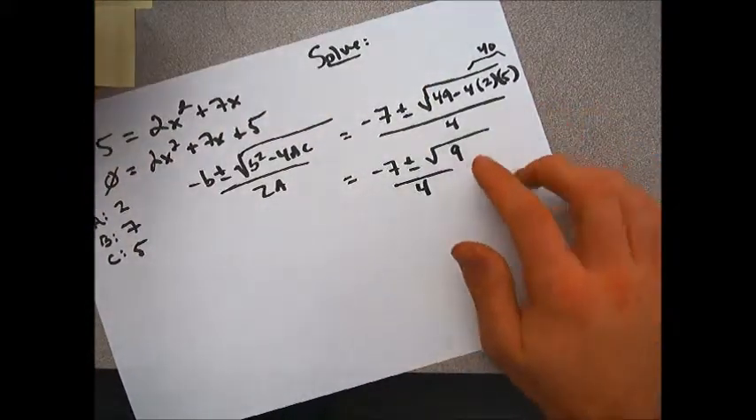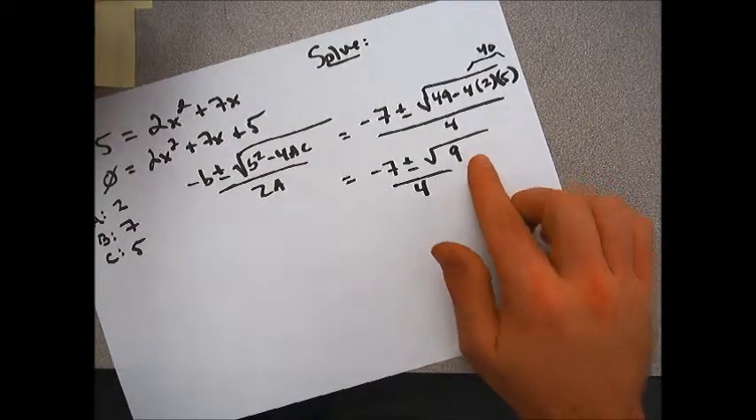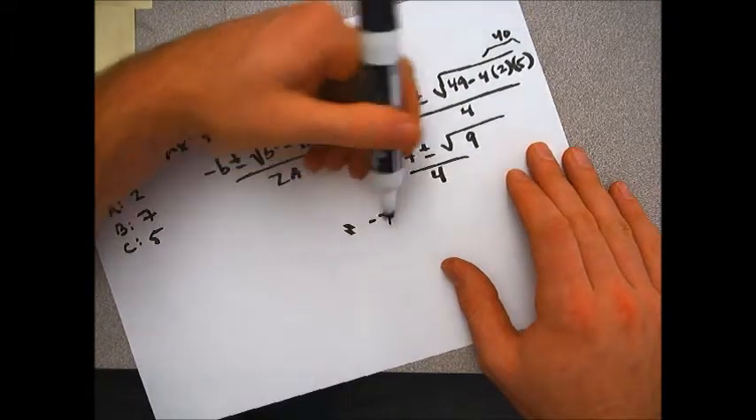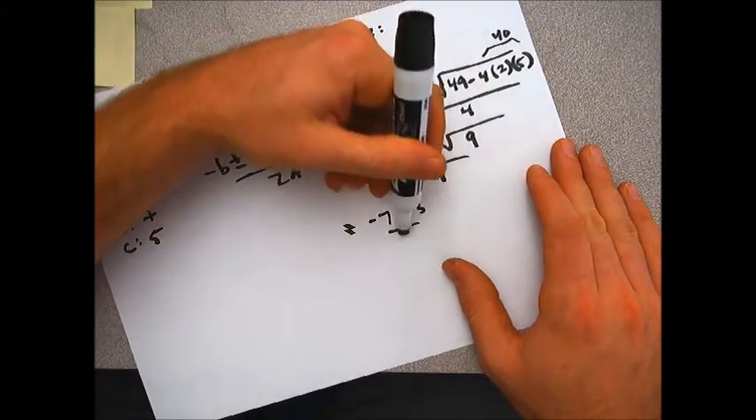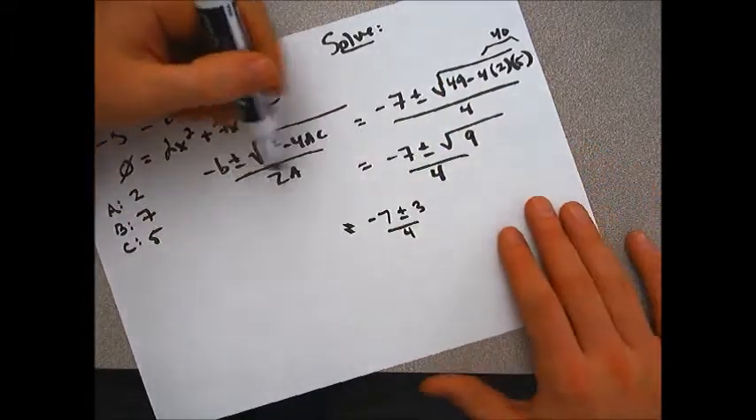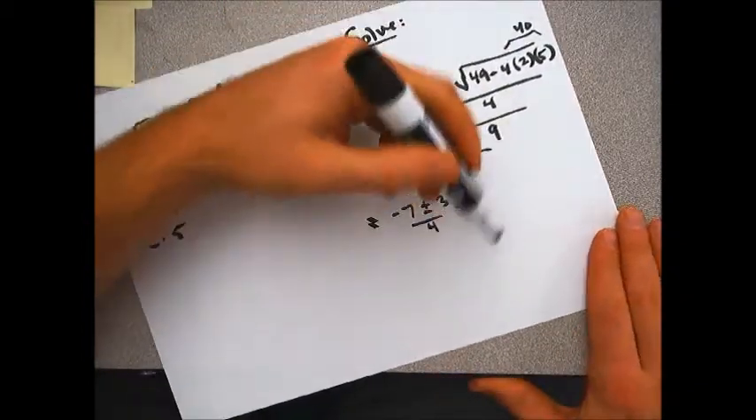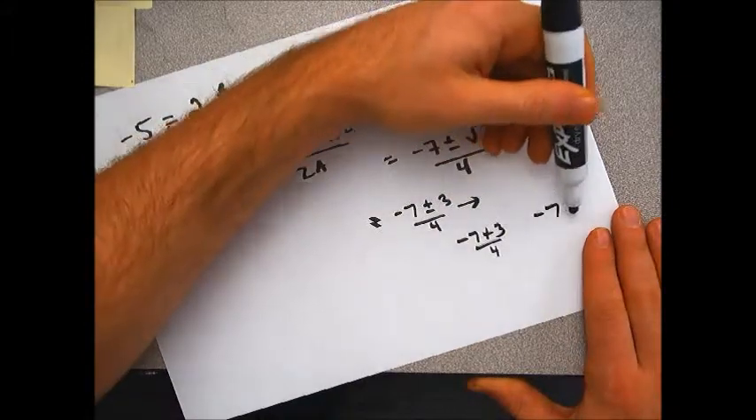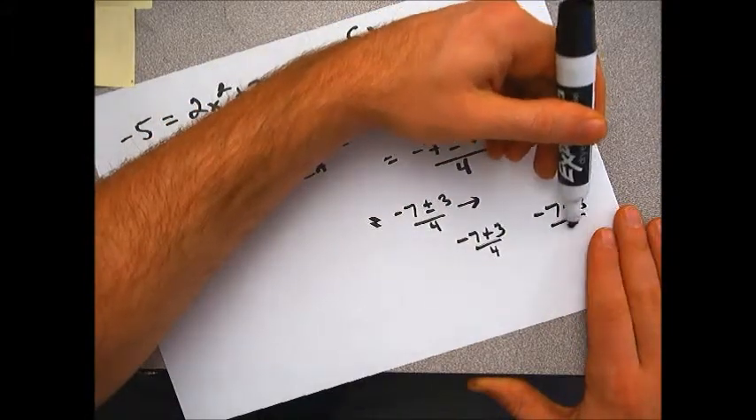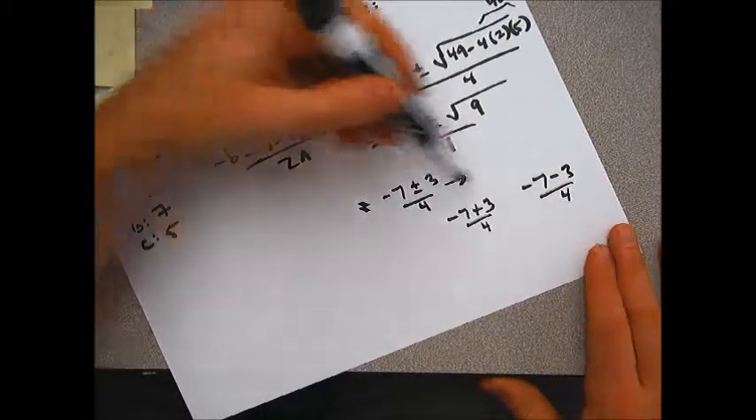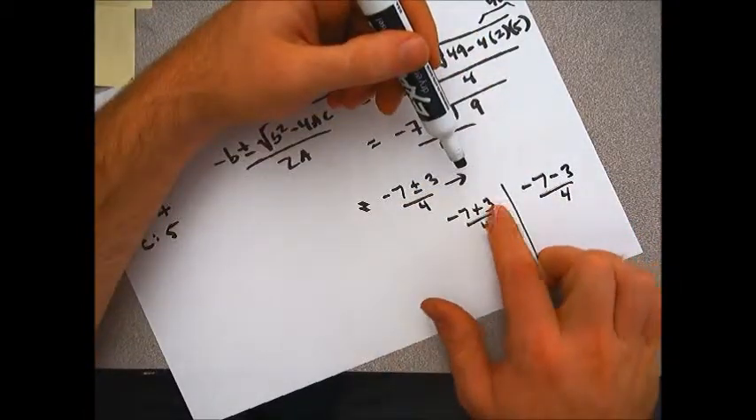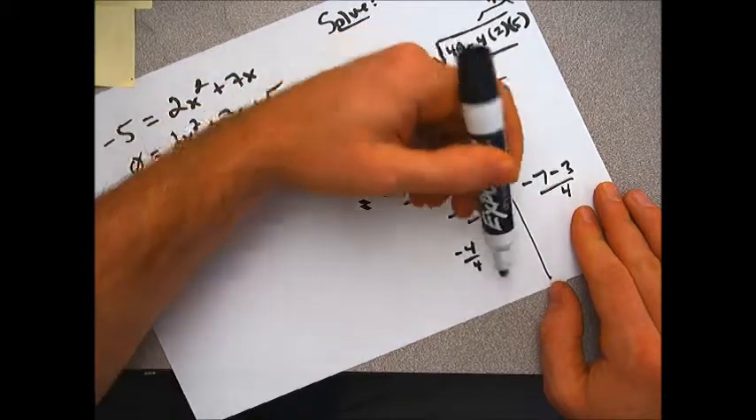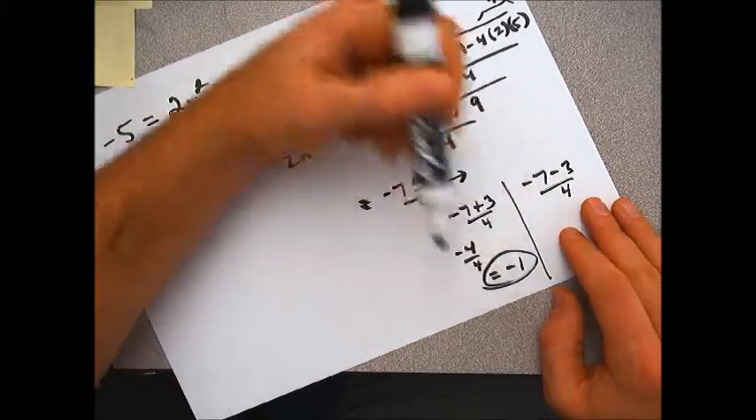And now I say, well, what else can I do with this? Well, the square root of 9, we know that, and the square root of 9 is 3. So negative 7 plus or minus 3 over 4. And then this breaks into two different problems. So what do we have? Negative 7 plus 3 over 4. Negative 7 minus 3 over 4. Doing our math, negative 7 plus 3 is negative 4. And negative 4 over 4 is really negative 1.